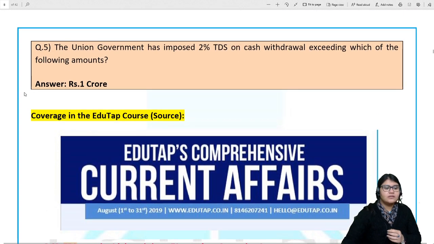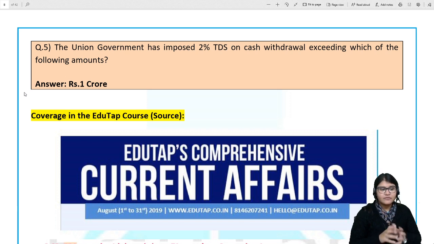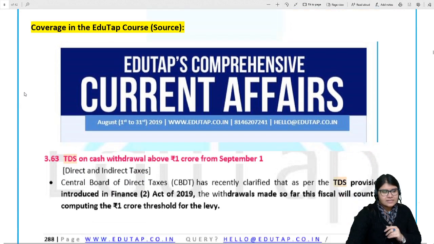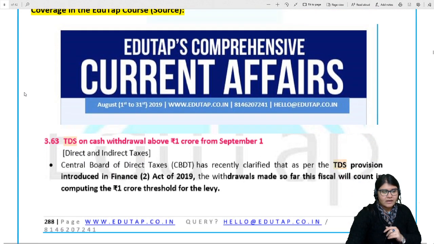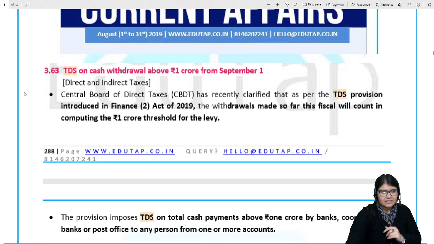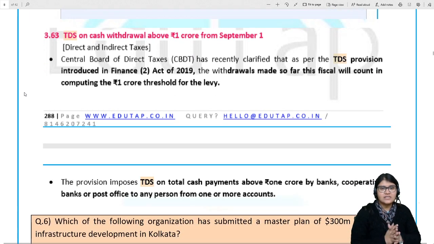The fifth question, the union government has imposed 2% TDS on cash withdrawal exceeding which of the following amounts? And the answer is 1 crore. So here you can see this news article was covered in August monthly current affairs magazine. Very clearly the title itself says it all. TDS on cash withdrawal above 1 crore from September 1.